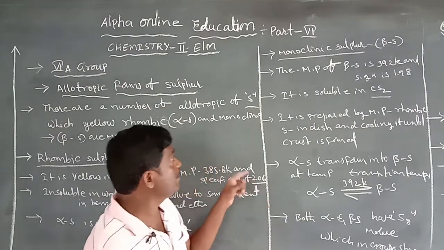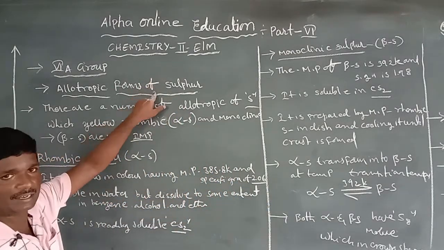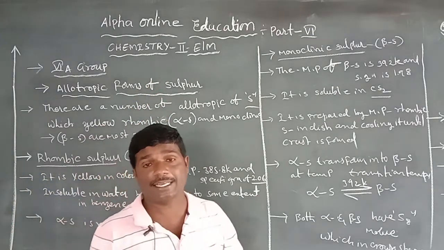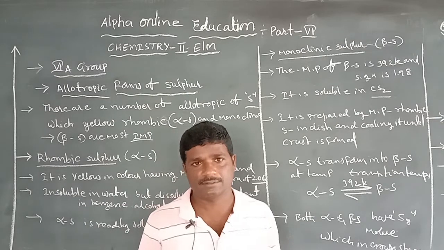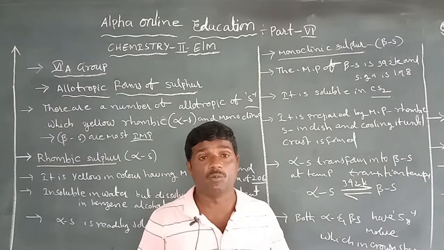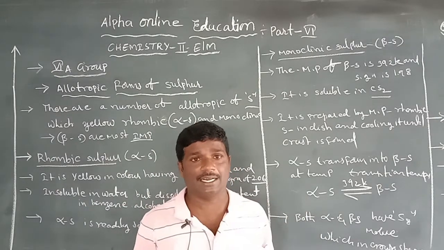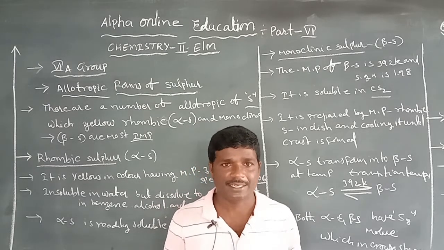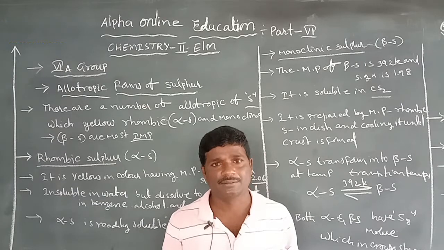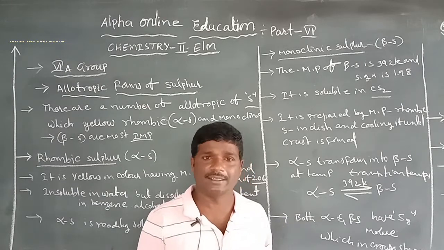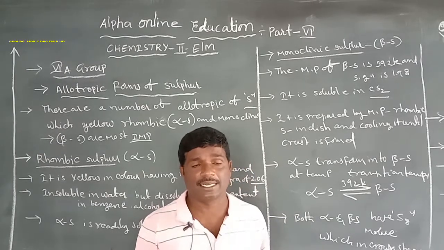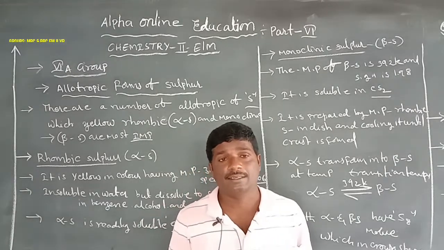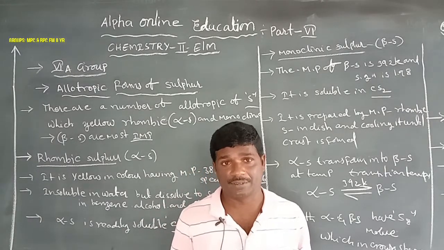Now let's discuss the allotropic forms of sulfur. Sulfur forms many types of allotropic forms. Sulfur exists in more than one physical form: alpha rhombic sulfur, beta rhombic sulfur, gamma rhombic sulfur, black sulfur and lead sulfur. These are the different allotropic forms of sulfur.